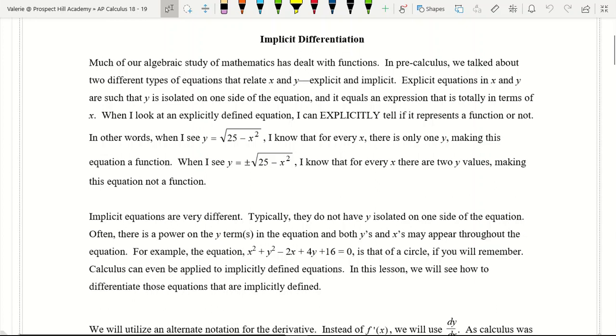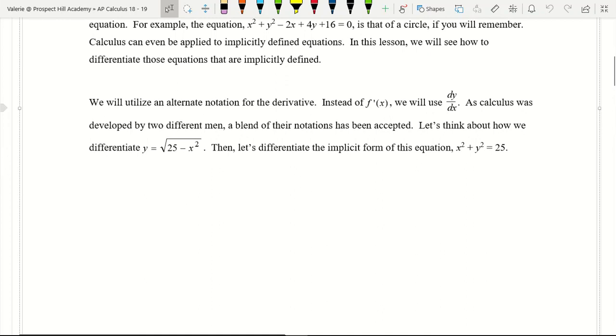Calculus can even be applied to implicitly defined equations. In this lesson, we will see how to differentiate those equations that are implicitly defined. We will utilize an alternate notation for the derivative. Instead of f prime of x, we will use dy dx. As calculus was developed by two different men, a blend of their notations has been accepted.